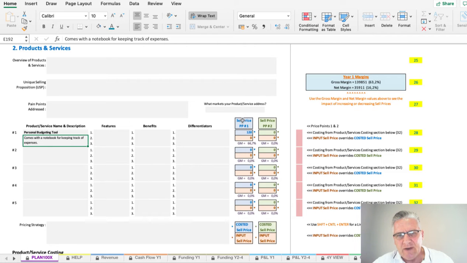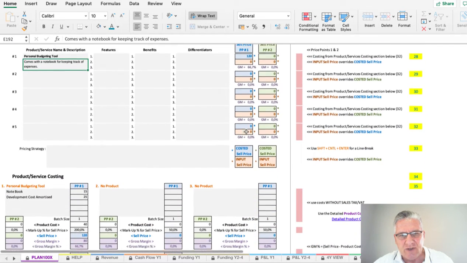Also here, you can see that there are 2 price points, price point 1 and price point 2. You will see a number in here of 120. I can't access that because it is a calculated sell price. Let's just scroll down a bit and I'll show you where that comes from.